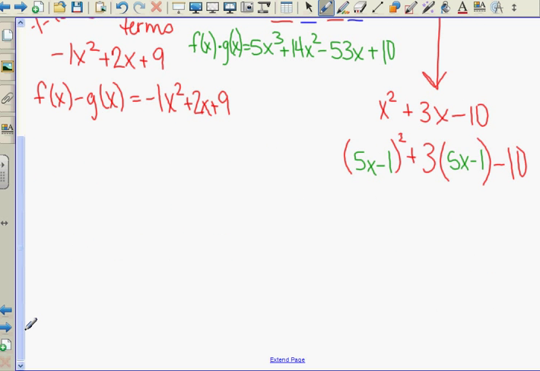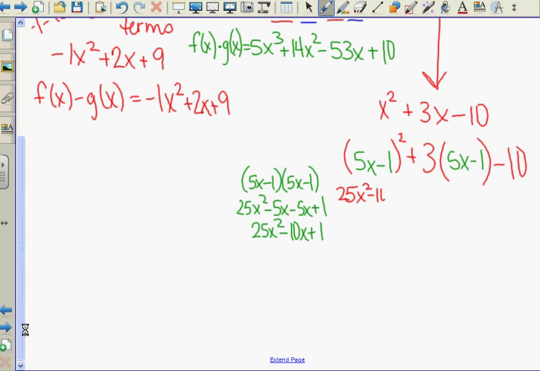So off to the side here, I'm going to do that 5x minus 1 squared. I know that means to write it twice and multiply it out. So if I do that, here's what I've got. 25x squared minus 10x plus 1. All right, so that's going to be in place of this. 25x squared minus 10x plus 1. I can go ahead and distribute this 3 since there isn't a squared on that parentheses. So that's a plus 15x and a minus 3. And I still have that minus 10 at the end.